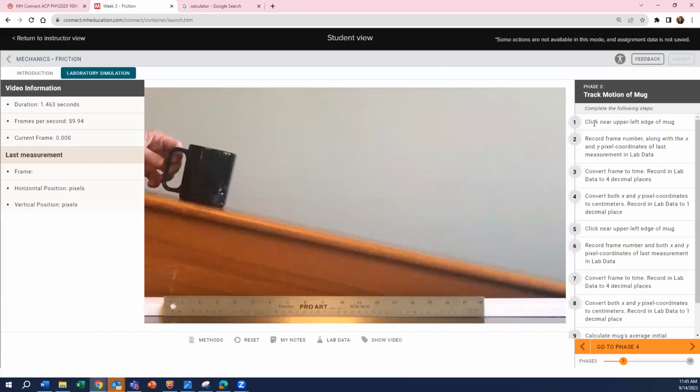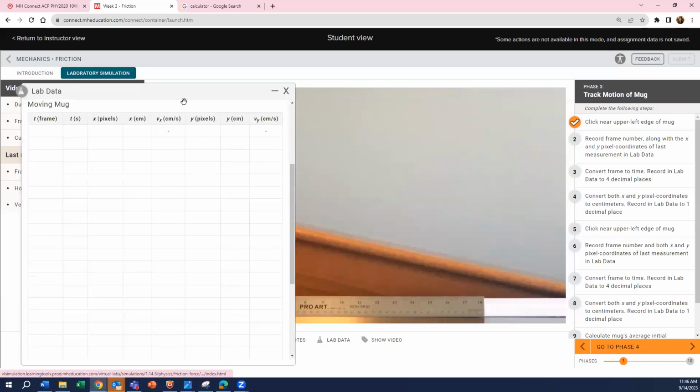So click near the upper left edge of the mug. We are going to click here. Now record the frame number along with the X and Y pixel coordinates of the last measurement in the lab data. On the left hand side you have the video information: the total duration of this motion, the frames per second, the current frame, which is 14, and these are the last measurements.